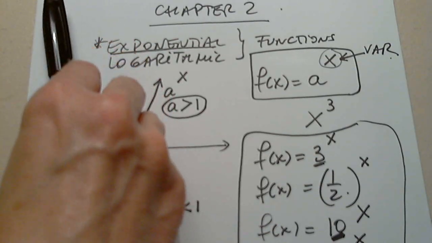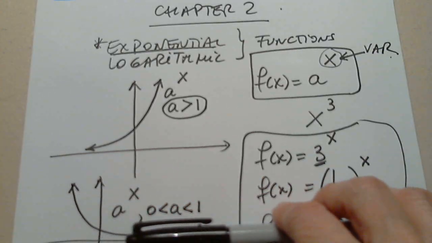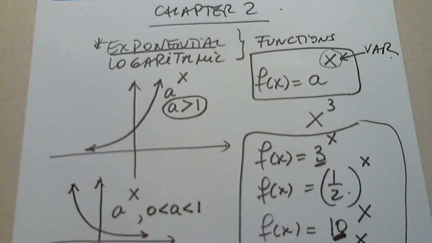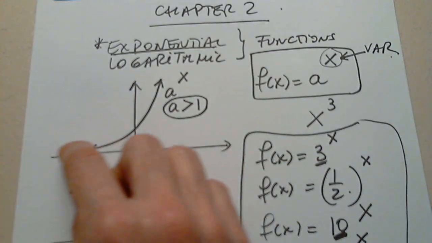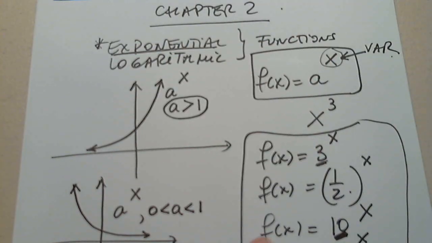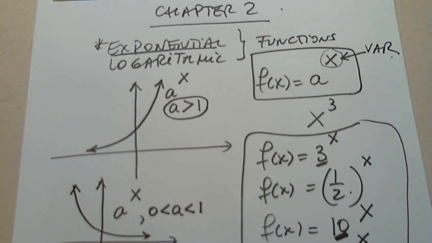This one is decreasing on all its domain. And as you notice, no problems with the domain. The function exists everywhere. No gaps, no asymptotes, nothing. Very good, very friendly function.